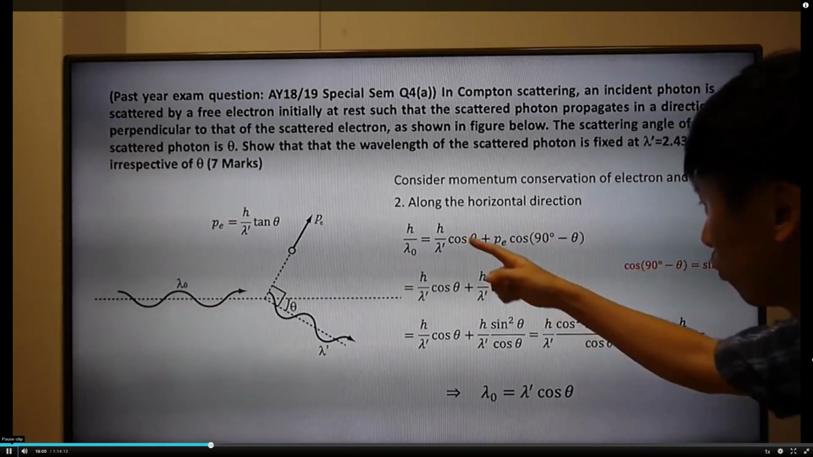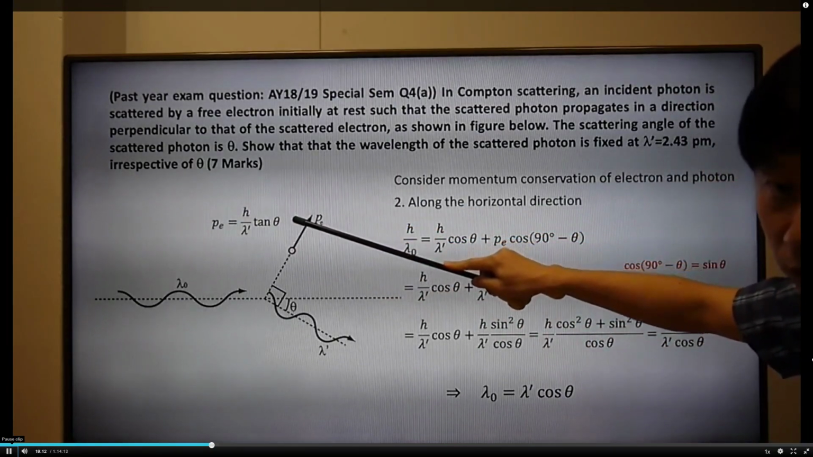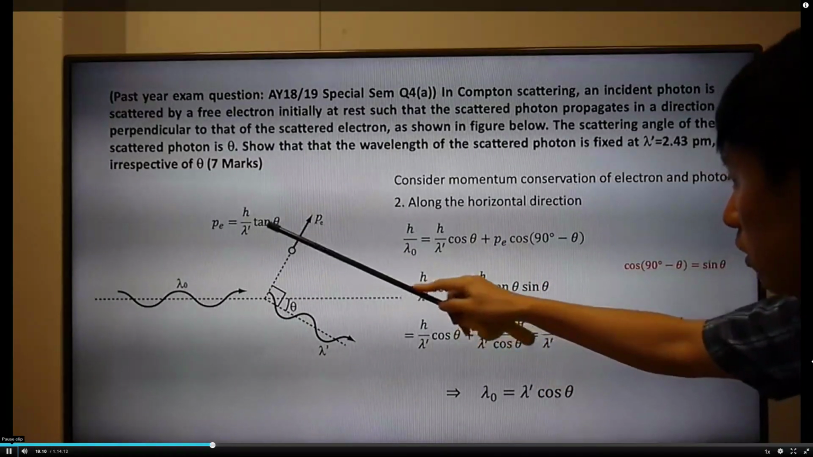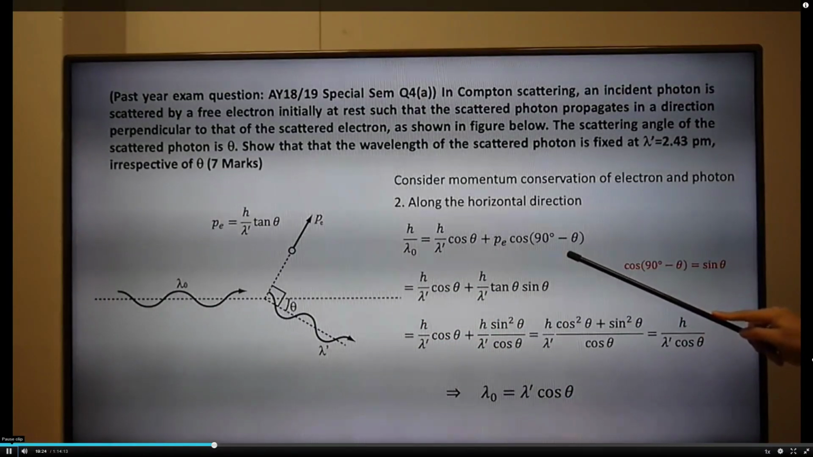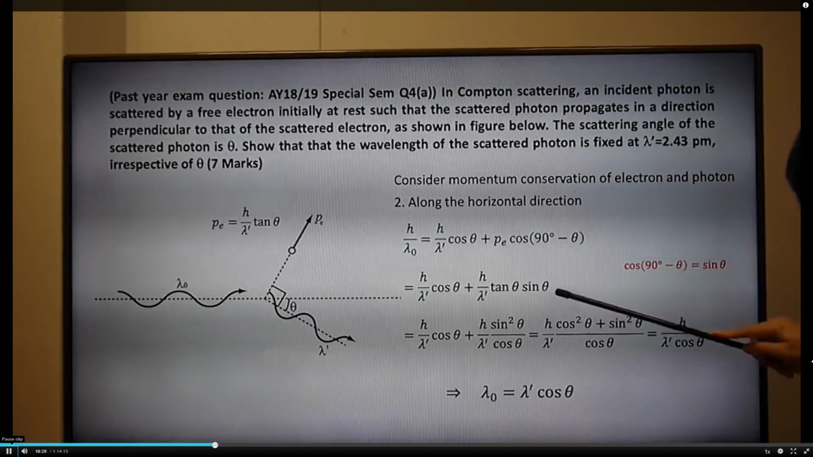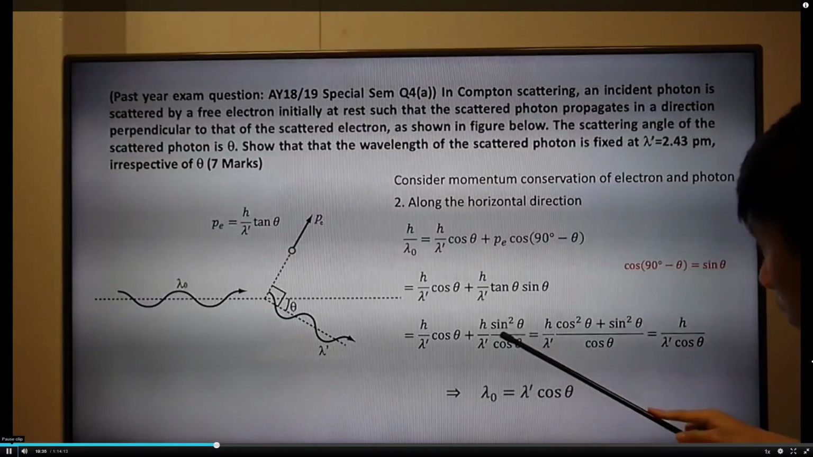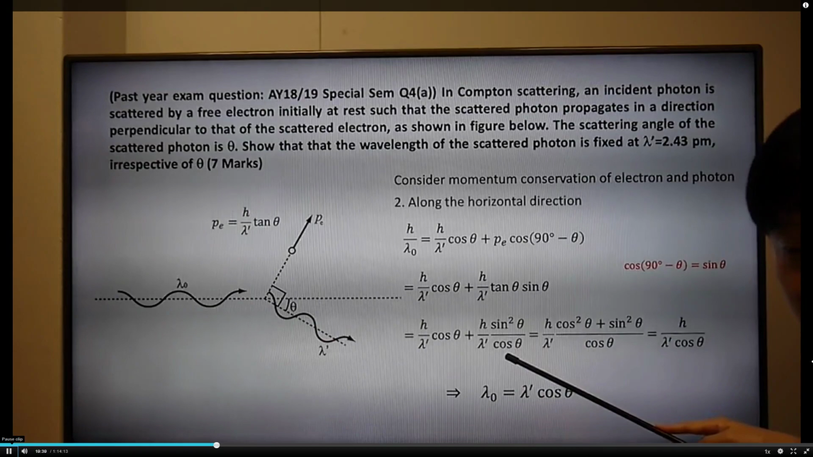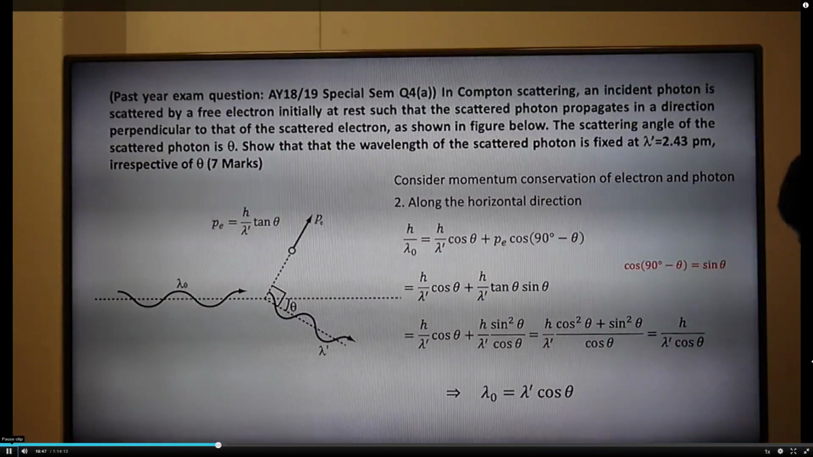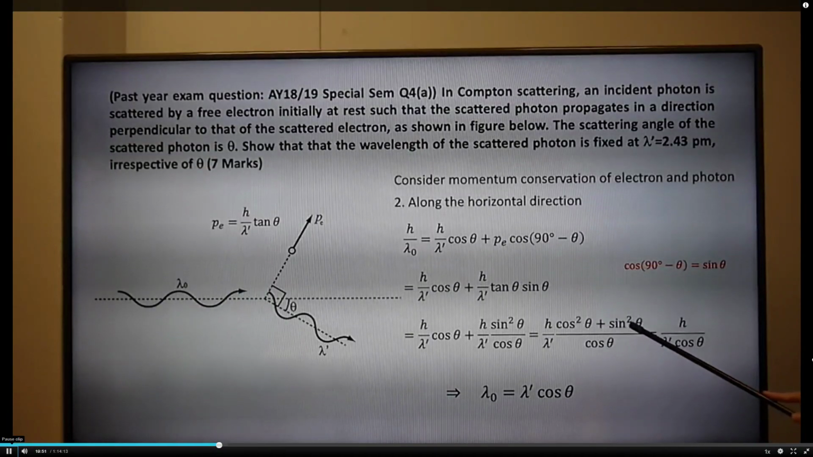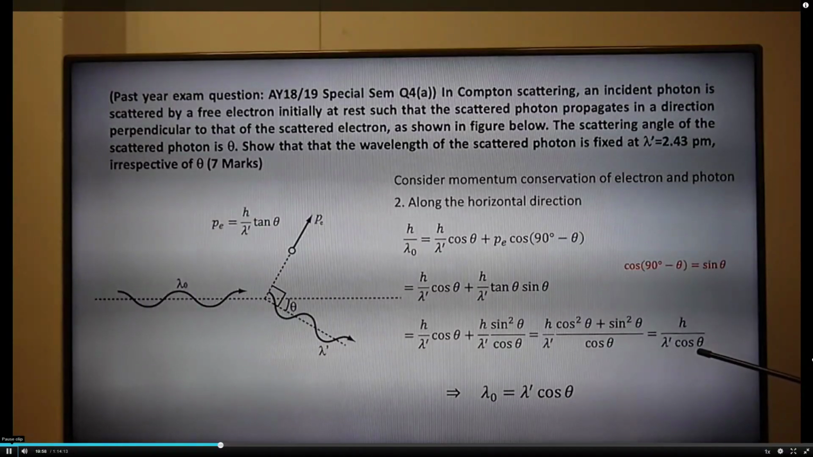Okay, so in the next line, we keep the first term. Then for the second term, you can bring in the momentum of the electron as a function of theta. We found this in the previous slide. So this one goes to here. Then cosine 90 minus theta is sine theta. So we have sine theta here. Alright, then this tangent theta times sine theta is sine square over cosine. So if you make a summation of them, it is h over lambda prime times cosine square plus sine square divided by cosine theta. So it is h over lambda prime divided by cosine theta.